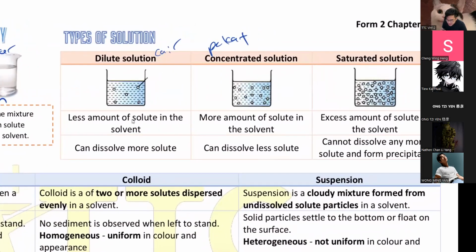Okay, saturated. Saturated is tepu. This means full. You put so much salt that you cannot dissolve anymore, right? You have salt at the bottom. This is what we call an excess amount. Excess, berlebihan, 多余. You have so much salt, the thing cannot dissolve anymore.